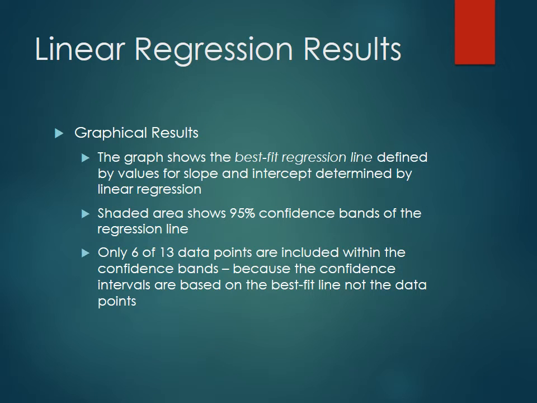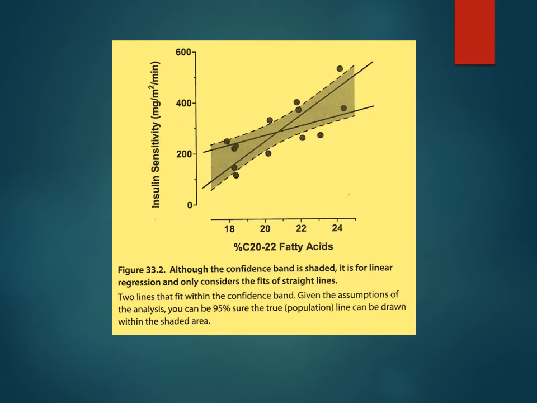Okay, so again, as far as the graphical results, we saw that the best fit regression line is defined by those values, and we have the shaded area showing us the 95% confidence interval. And even though only 6 of the 13 points are actually included within that area, that's okay because using all the points is how we generate that line in the first place. If there was less variability in the data, you'd see the points getting closer, and as you got closer to an R value of 1, it would be almost a straight line at that point. So this shows you the range of lines you could have there, similar to what I showed a little bit ago.